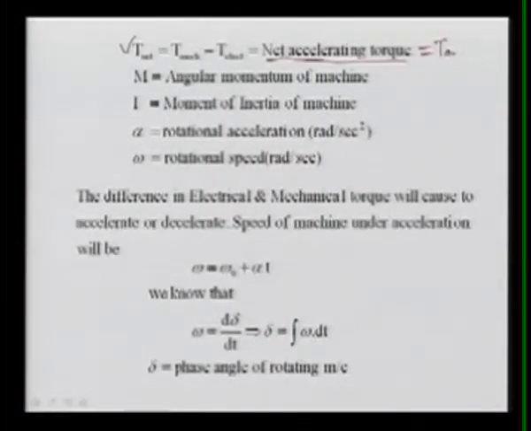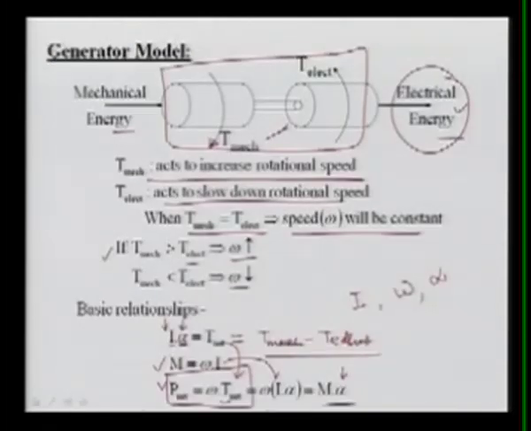M is the angular momentum of the machine. I, as I defined, is the moment of inertia of the machine. Alpha is the rotational acceleration in radian per second square, and omega is your rotational speed in radian per second. The difference in electrical and mechanical torque will cause the machine to accelerate or decelerate. As I said, if TA is positive, then the machine will accelerate; if the difference is negative, then it will decelerate.